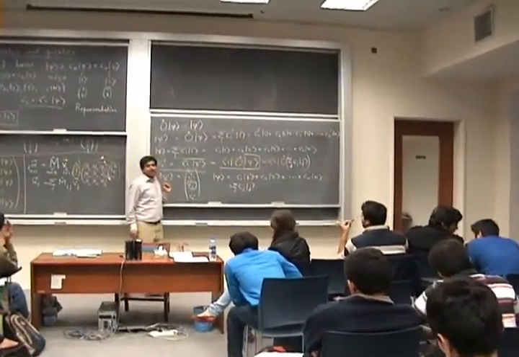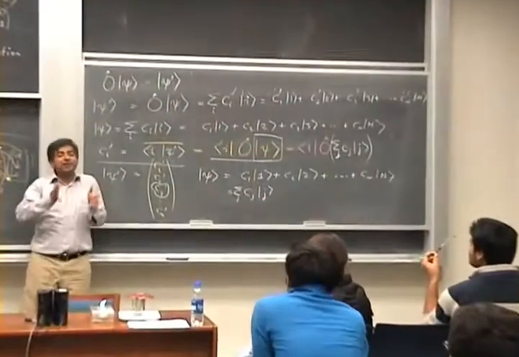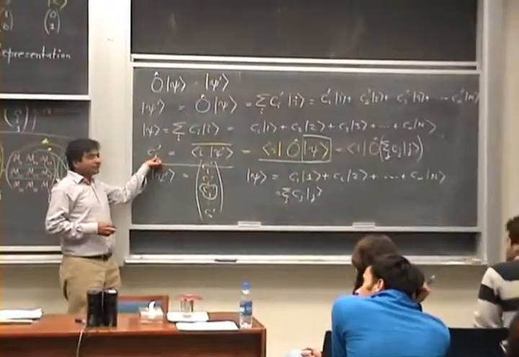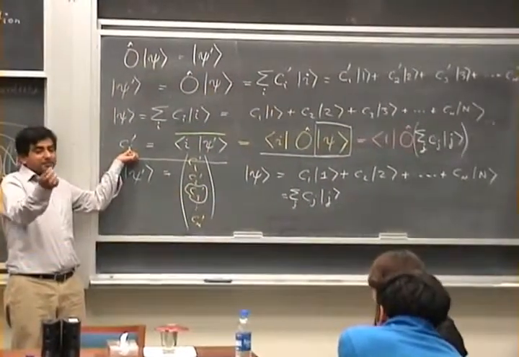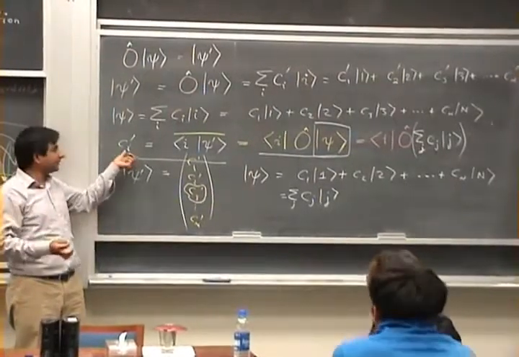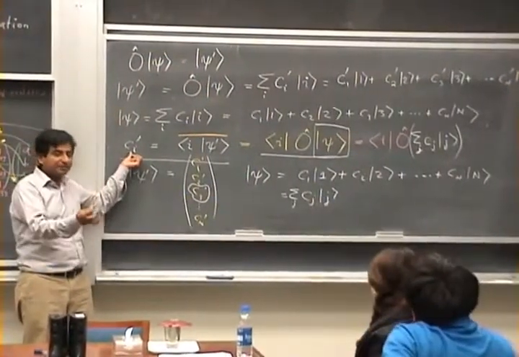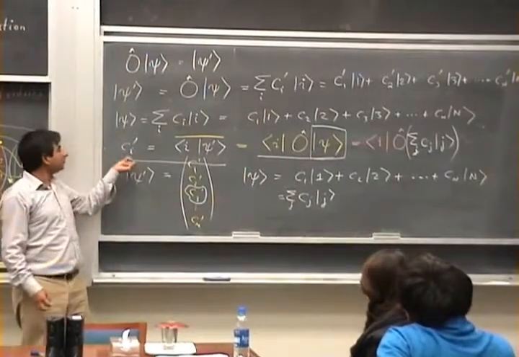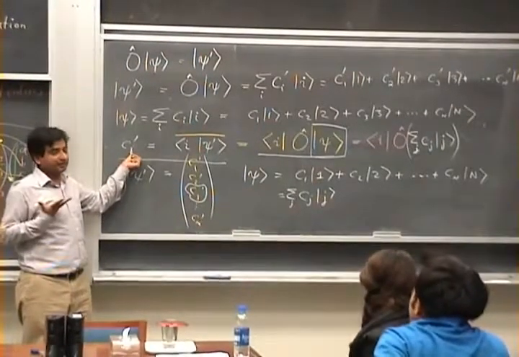ठीक है, हम क्या करना चाह रहे हैं? हम नई ट्रांसफॉर्म स्टेट के कोएफिशिएंट्स मेजर करना चाह रहे हैं, एक के बाद दूसरा. पहले हम C1 प्राइम मेजर करना चाह रहे हैं, C2 प्राइम मेजर करना चाह रहे हैं, C3 प्राइम. तो हम कोई सा Ci प्राइम मेजर करना चाह रहे हैं.